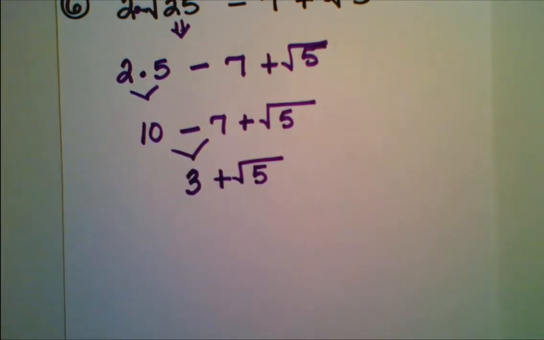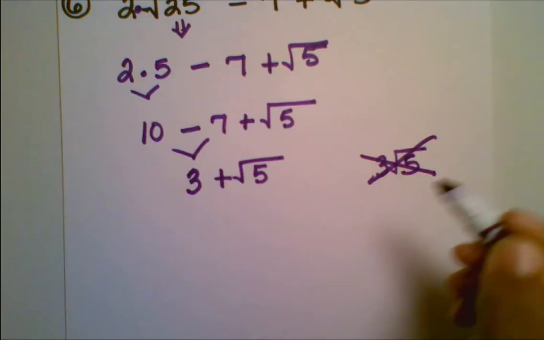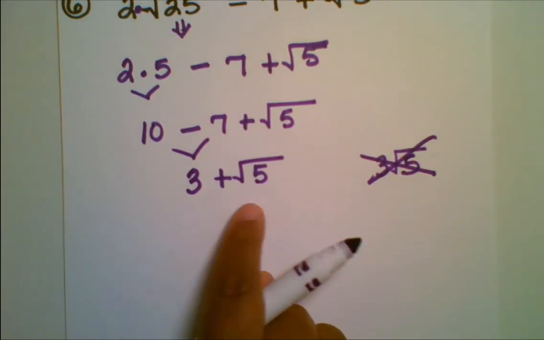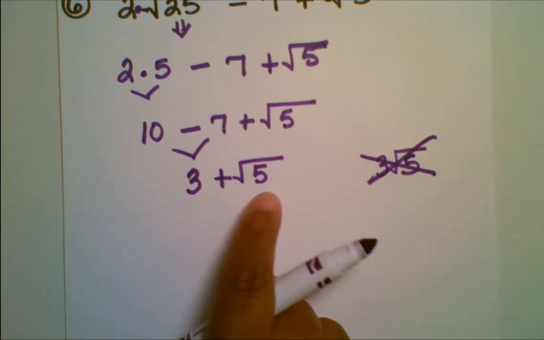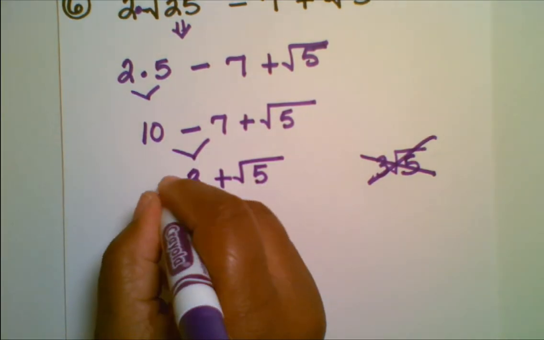Now, please do not put the answer as 3 square root of 5. That will be incorrect. We are not multiplying. Because there is a plus sign between the 3 and the square root of 5, they are not like. So this would be our final answer.